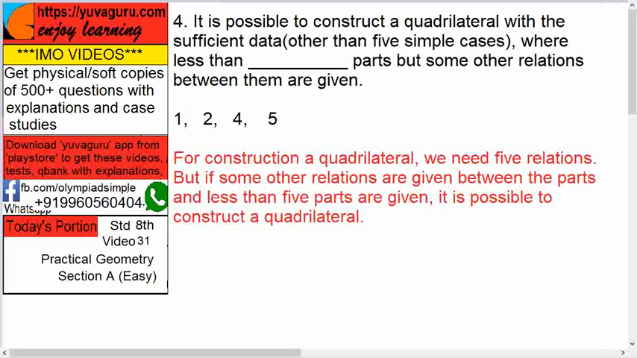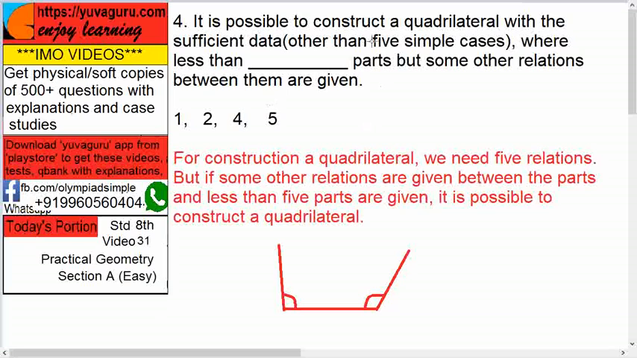Let's start. It is possible to construct a quadrilateral with sufficient data other than 5 cases, where fewer than 5 parts are given but some other relationships between them are given. Now this seems to be difficult, but it's not difficult. What the question is, just look at it.